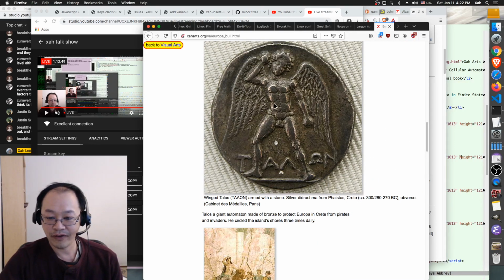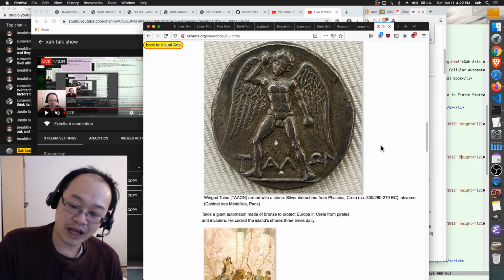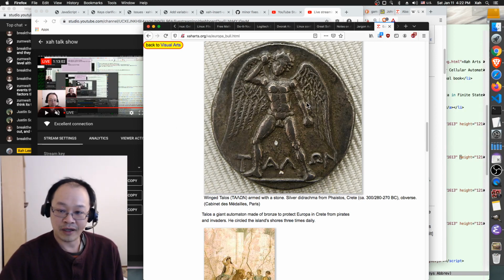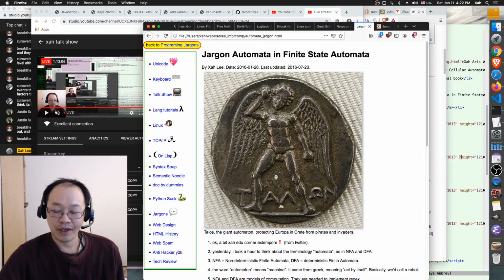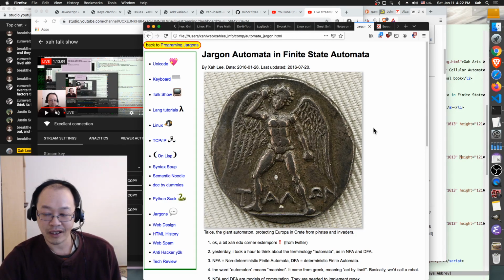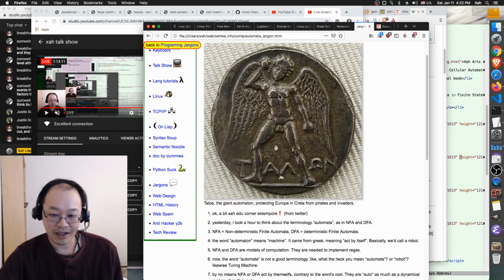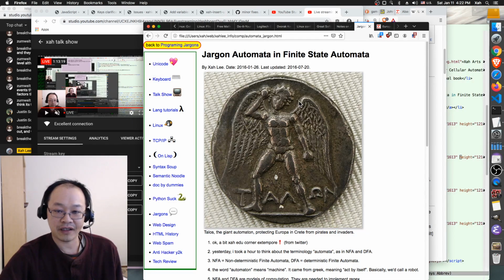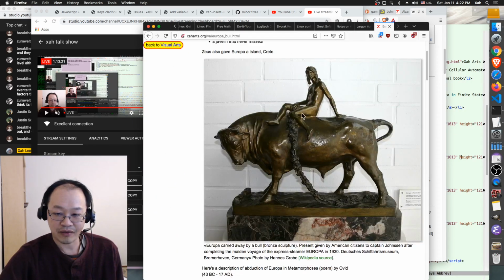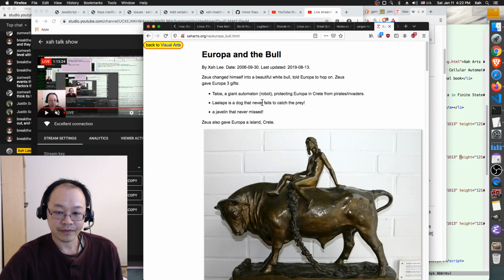This coin is from 300 BC, so 2,300 years ago. That's automata, basically a giant robot. So when you see mecha today, the origin is not Japan, it's Greek. Automata, this thing, 2,000 years ago. Zeus created this thing as a gift to this girl, Europa. That's one of the gifts.